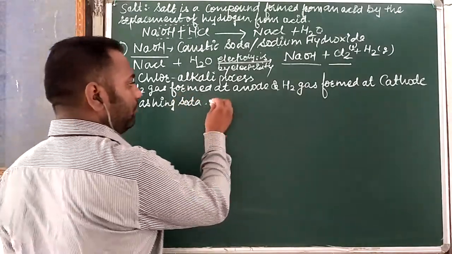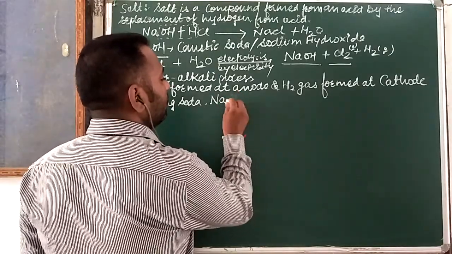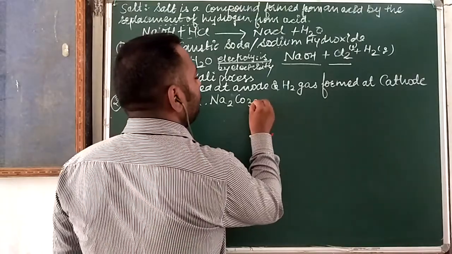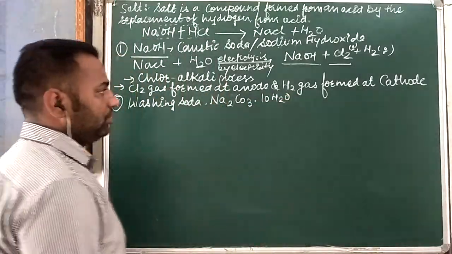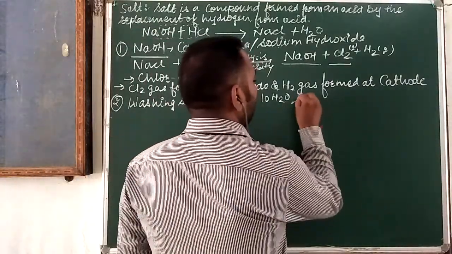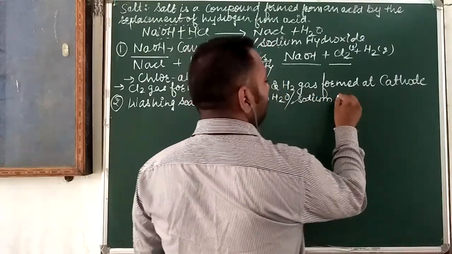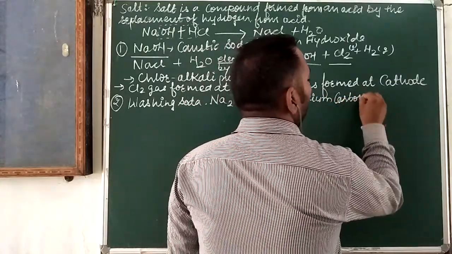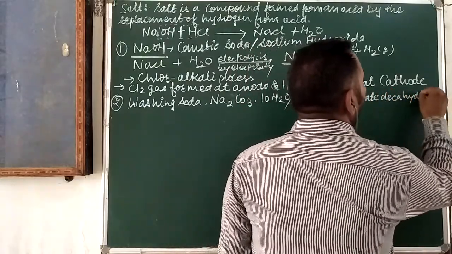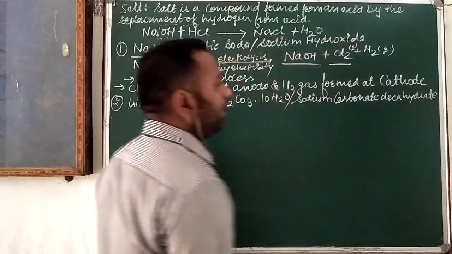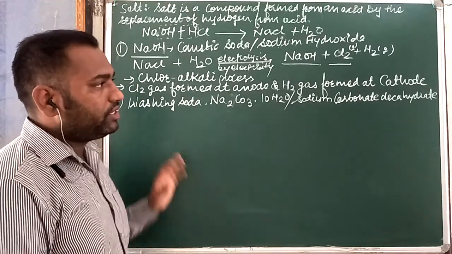The chemical formula is Na2CO3·10H2O. This is the chemical formula of washing soda. The name is sodium carbonate decahydrate. So this is the name of this washing soda. Okay, so what is the formation?